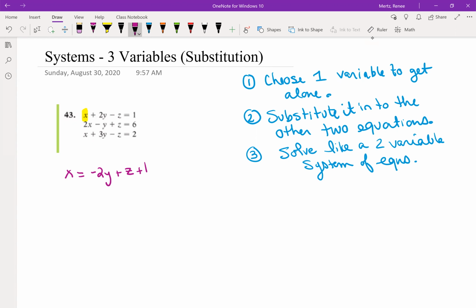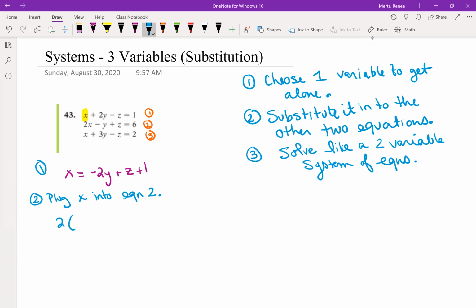So x equals negative 2y plus z plus 1. So now I'm going to take that variable and I'm going to do step 2. So this was step 1. I'm going to substitute it into the other two equations. Sometimes it helps me to label these equations 1, 2, and 3. So I'm going to plug x into equation 2.